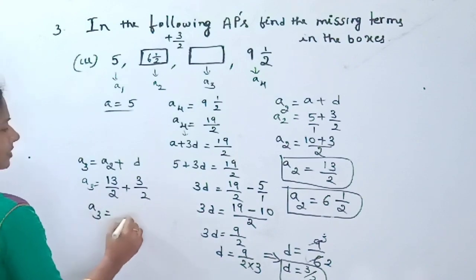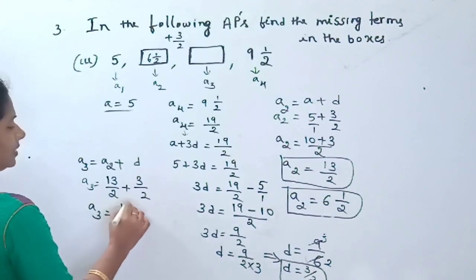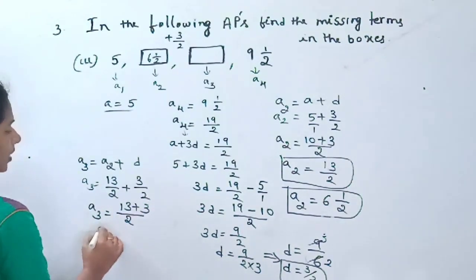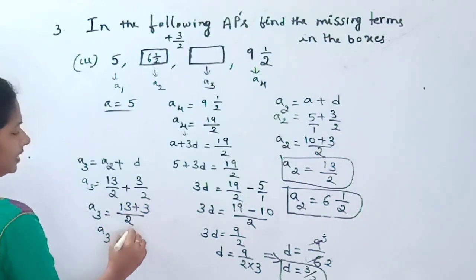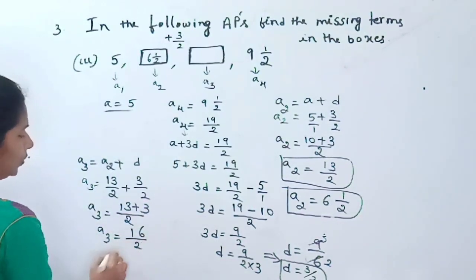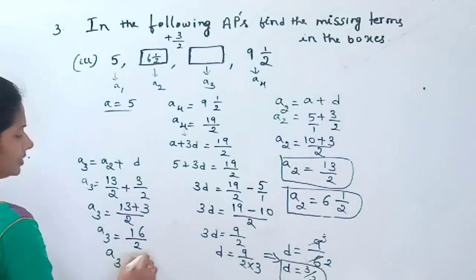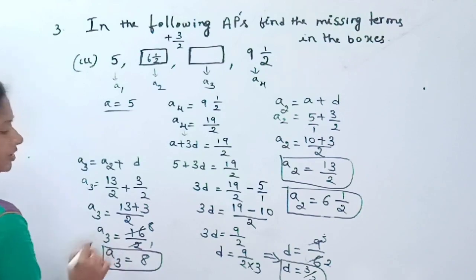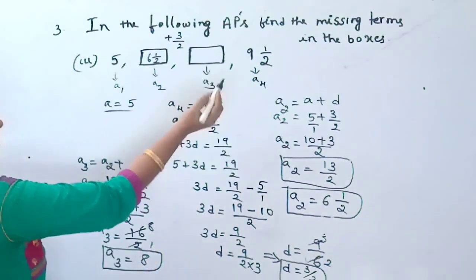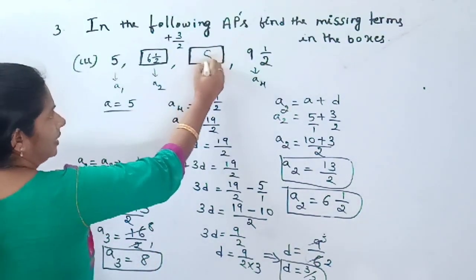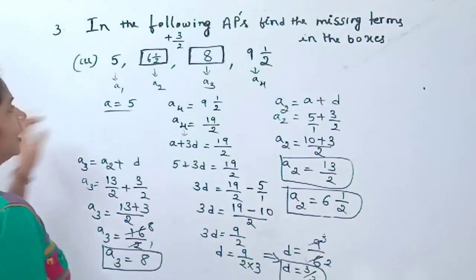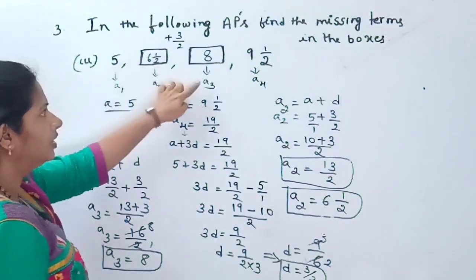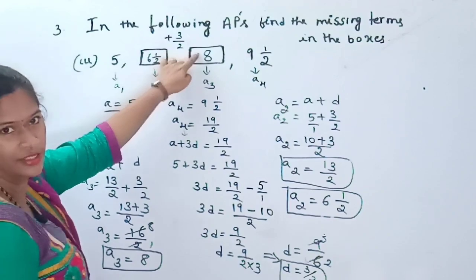A3 value: take the LCM, children. So it is 13 plus 3, so A3 value is 16 by 2. So A3 value is 8. 2 8s are 16. So what is the third term? It is 8. So you write the A3 value down here. Is it clear? So the second term is 6 and half and the third term is 8.